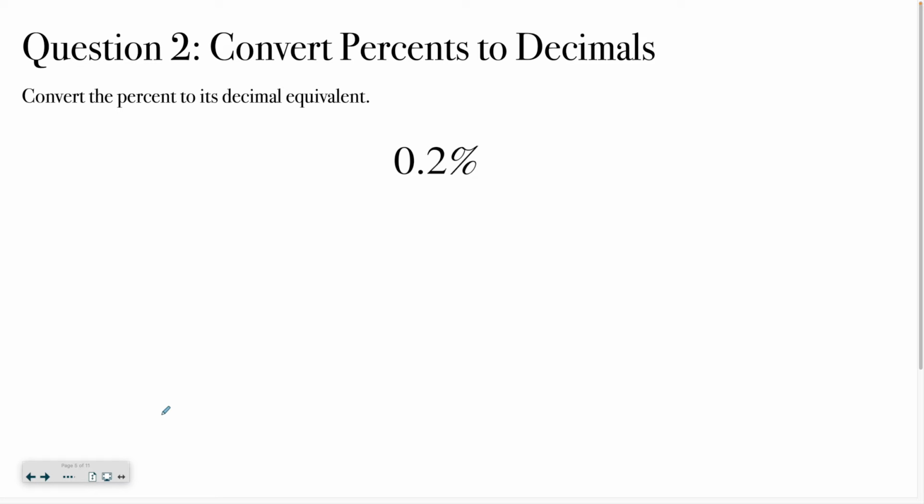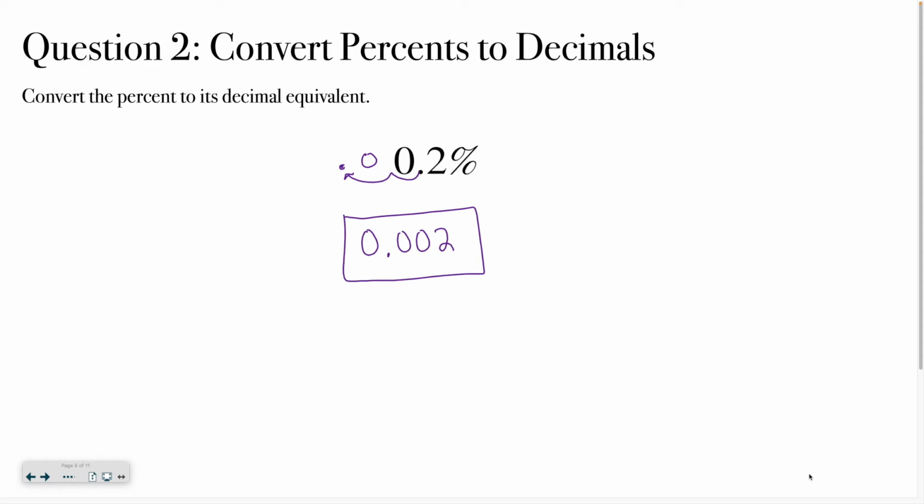All right, now I want you to take a moment to try converting this percent to its decimal equivalent. Good luck. All right, for this problem, hopefully you ended up with 0.002, and you did not say percent. You just left it as a number. If you did, great. If you didn't, please be sure to ask questions if you're unsure how you got your answer.